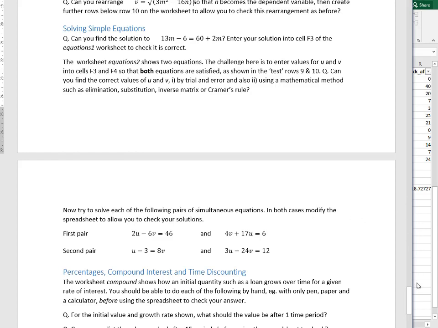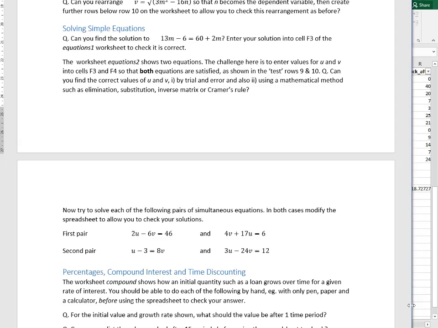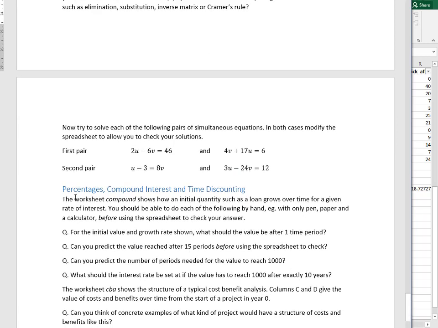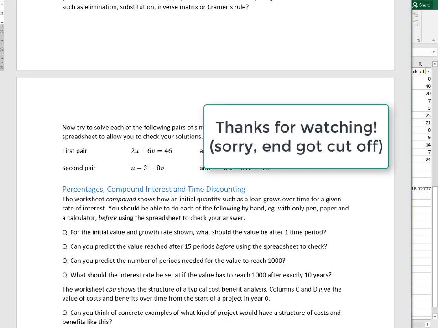There we go. Okay, so in the final part of the basic maths part, I think it's the final part for now, we'll look at percentages, compound interest and time discounting, which is really handy from personal experience.